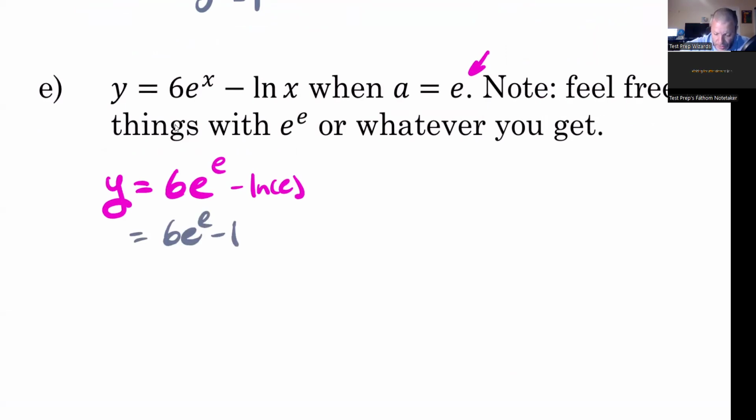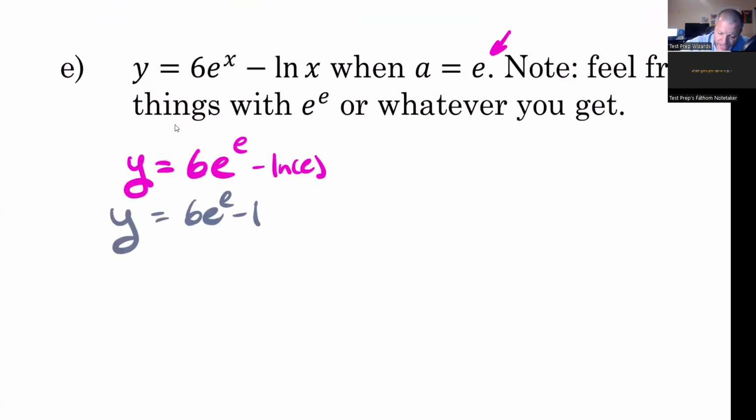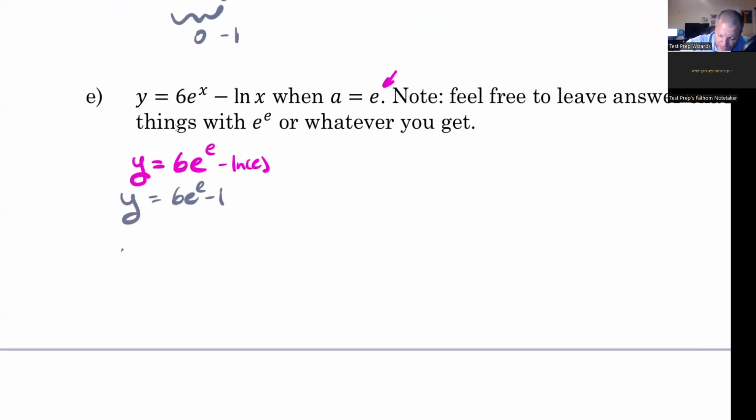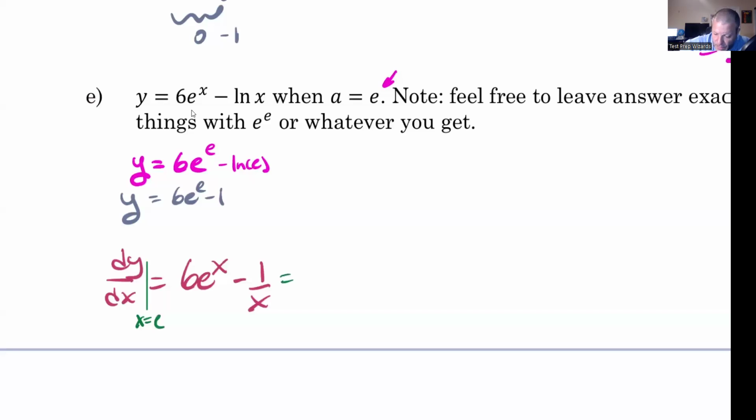That's our y coordinate. All right, so the next thing we need is to find the derivative, dy/dx. This will give the slope of the tangent line. 6e to the x has a derivative of 6e to the x. Natural log has a derivative of 1 over x. So if I evaluate this when x is equal to e, I'm going to end up with 6e to the e minus 1 over e as the slope.